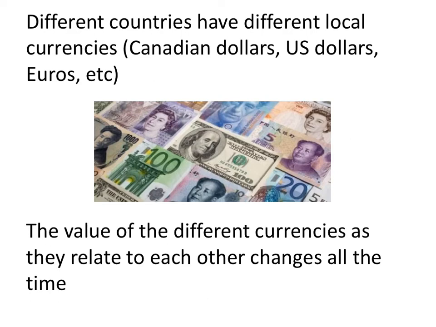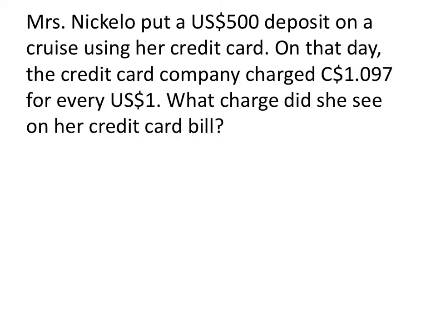To start with, we need to understand that different countries have different local currencies. We have Canadian dollars, there are US dollars, there are euros, there are rupees, there are yen, lots of different currencies. And the values of the different currencies change as they relate to each other all the time. A Canadian dollar might be worth 90 cents American today, but we're worth 92 cents American a week from now. For currency exchange questions, we're often thinking of these as unit conversions.